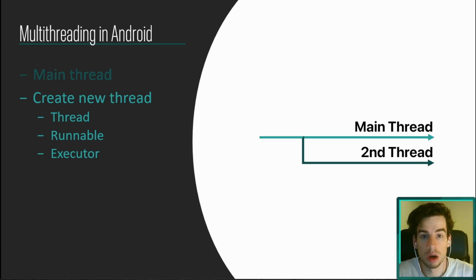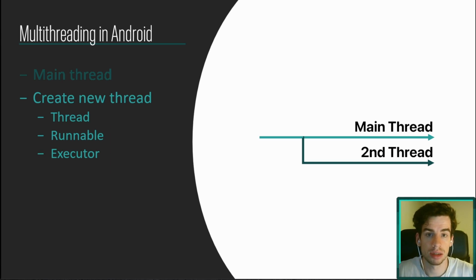But one thing that we almost always need is a runnable. A runnable is where you define the actual execution that needs to happen. So when you either create a thread or an executor, you give it a runnable to say, okay, on the new thread, this is what needs to happen.